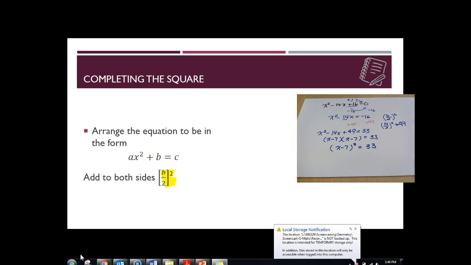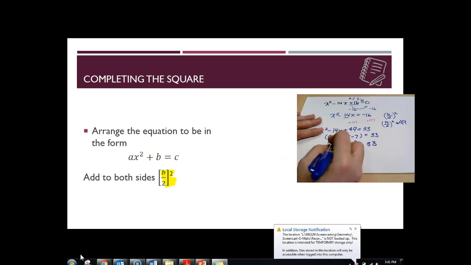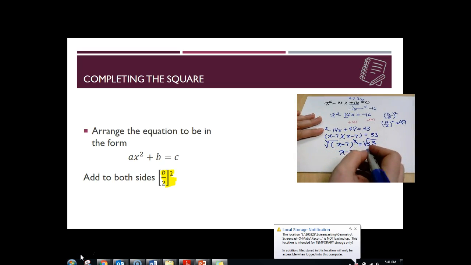Now the nice part about that is once we've done that, I can actually solve this. When I have a perfect square on one side, I can get rid of that square by taking the square root of both sides. So the square and the square root cancel each other out, and I'm left with x minus 7 equals the square root of 33.